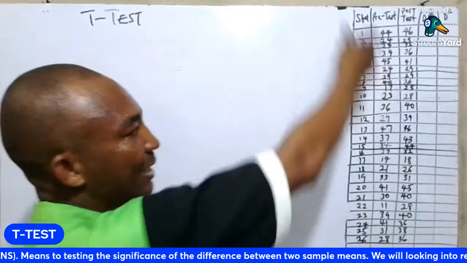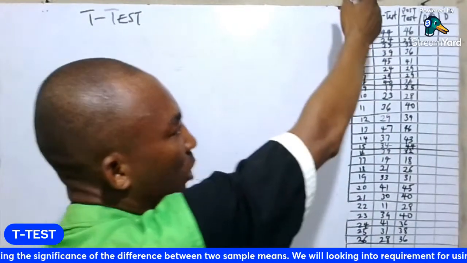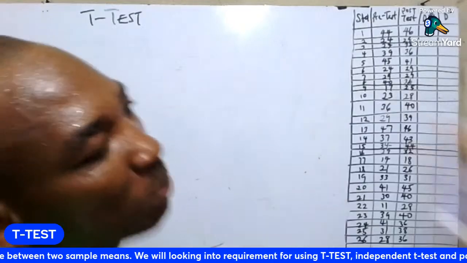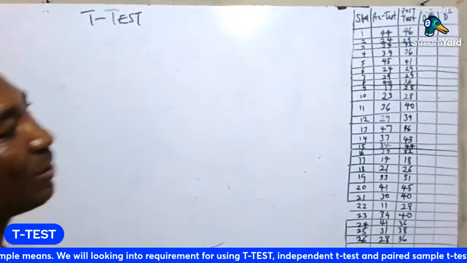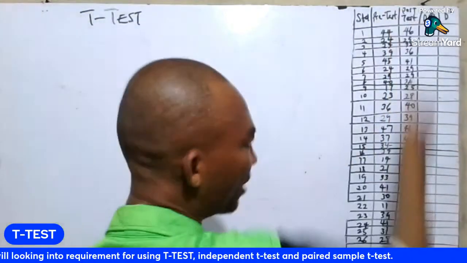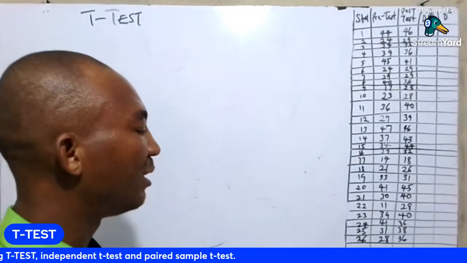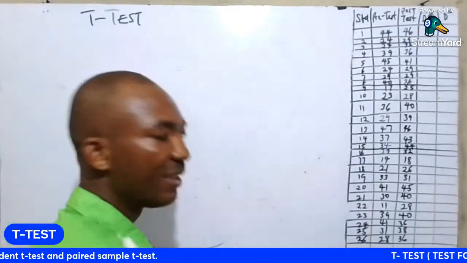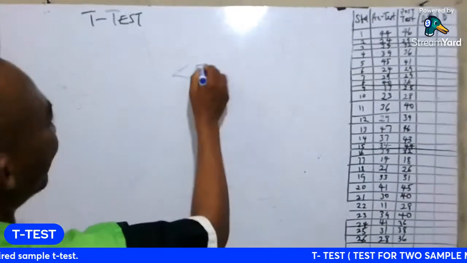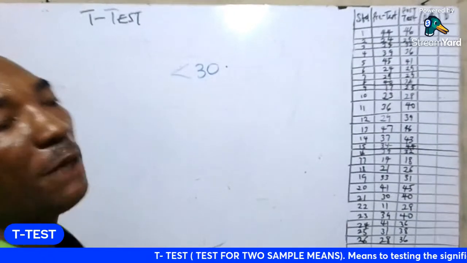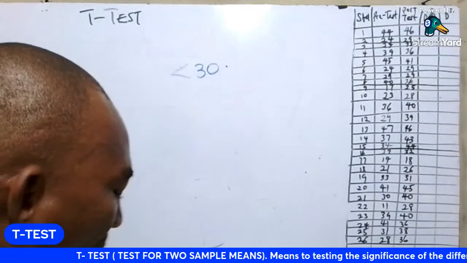The test that he did before he applied the treatment is what we call the pre-test. After applying the treatment, he will conduct another test that he called the post-test. Now, when you look at the sample size for this, it is 26. That means it is lesser than what? It's lesser than 30.